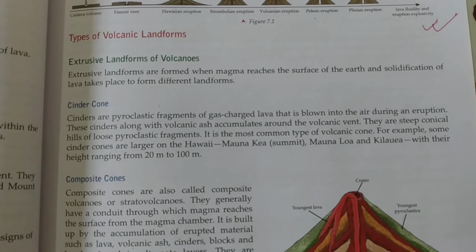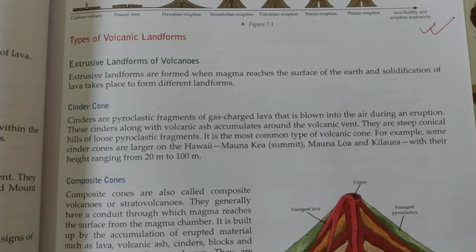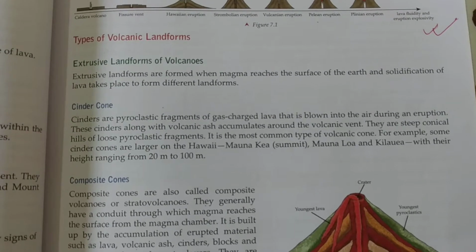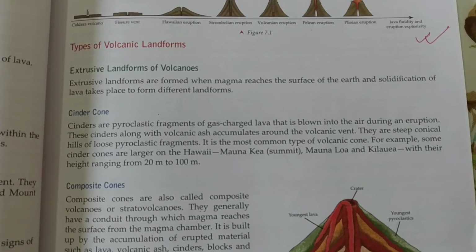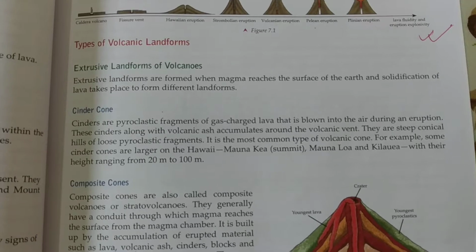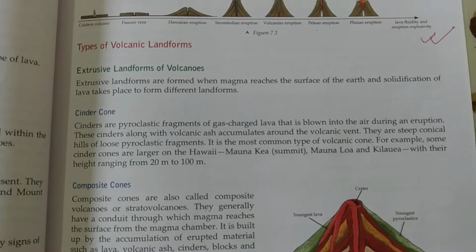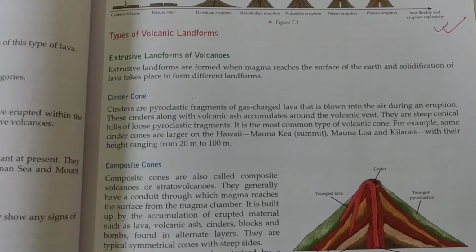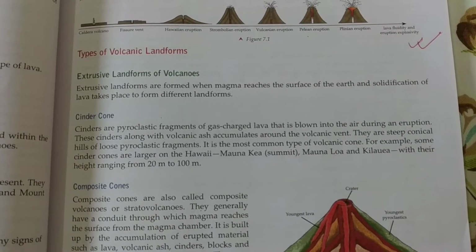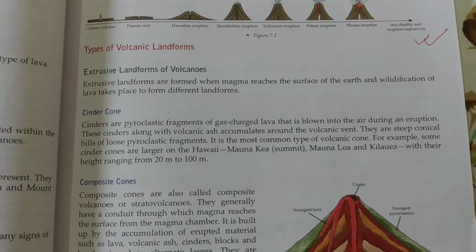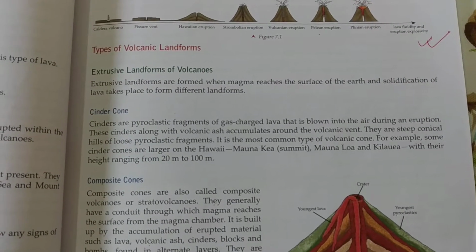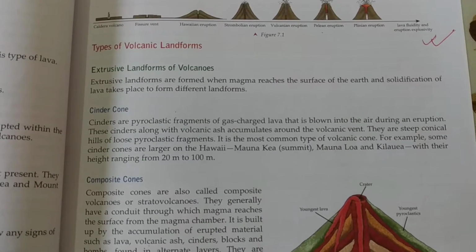The cinders are pyroclastic fragments of gas-charged lava that is blown into the air during an eruption. The meaning of the word pyroclastic you will find in the glossary. Clouds of ash, gas, vapors and fragments of lava come out, get erupted and blown into the air when this volcanic eruption takes place.